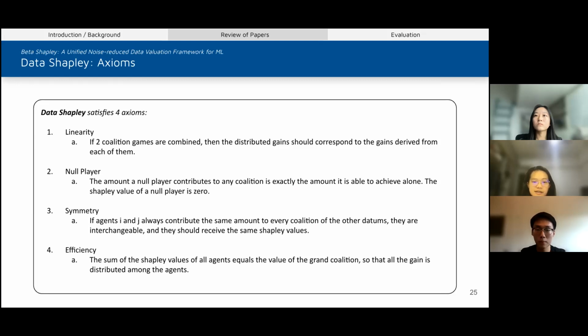Firstly, there is the linearity axiom. If 2 coalition games are combined, then the distributed games should correspond to the games derived from each of them. Secondly, the null player axiom. The amount that a null player contributes to any coalition is exactly the amount it is able to achieve alone, and the Shapley value of that null player is 0. Next, the symmetry axiom. If agents i and j always contribute the same amount to every coalition of other datums, they are interchangeable and they should receive the same Shapley values. And lastly, the efficiency axiom. The sum of the Shapley values of all agents equals the value of the grand coalition so that all the gain is distributed amongst the agents.